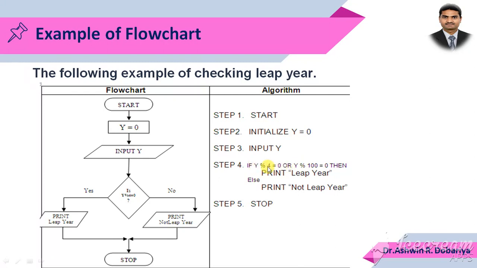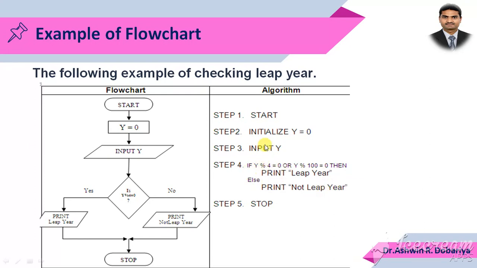If the year is divisible by 4, then the remainder is 0, right? So y modulus 4, the modulus operator generally gives a remainder, and if this year is divided by 4, then it gives the remainder 0. So this condition becomes true. Or if the year is divisible by 100, if this condition or that condition, if one of the conditions becomes true, then also the input year is a leap year. Otherwise the input year is not a leap year.